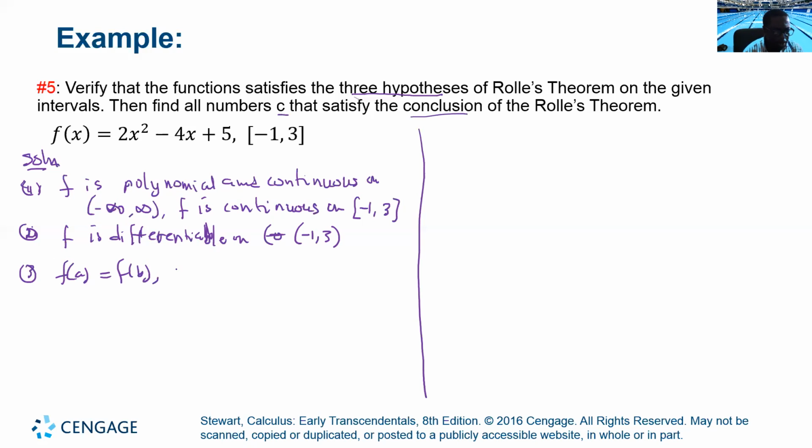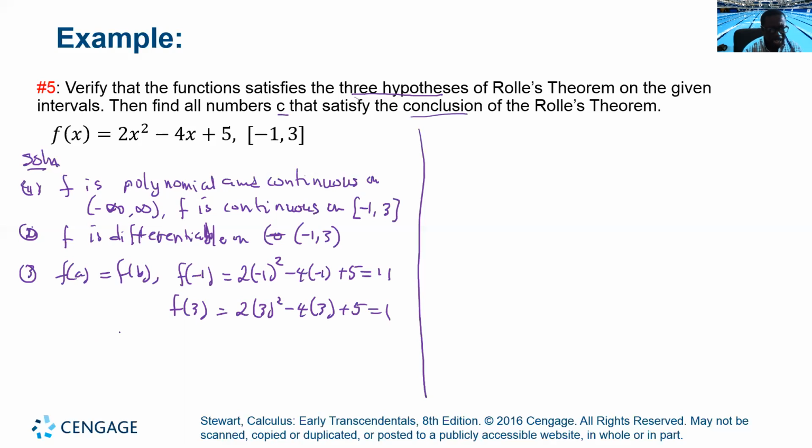What is f of -1? If you substitute this in, you have 2 times (-1) squared minus 4 times (-1) plus 5. This is equal to 11. And what is f of 3? That will give us 2 times 3 squared minus 4 times 3 plus 5, which is also 11. So we see that f of -1 is equal to f of 3.